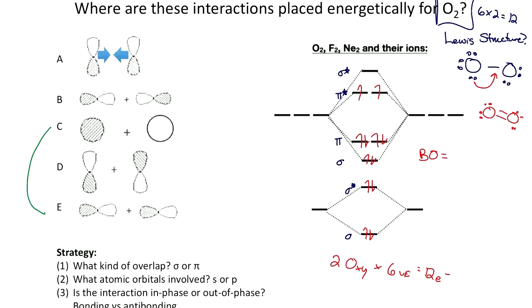Let's calculate it. How many total bonding electrons? 8, and then how many anti-bonding electrons? 4, so I can highlight those. So 1, 2, 3, 4, 5, 6, 7, 8, those are my bonding, and then these ones are anti-bonding. And so 8 minus 4 over 2, that's a bond order of 2. Does that agree with our Lewis structure?